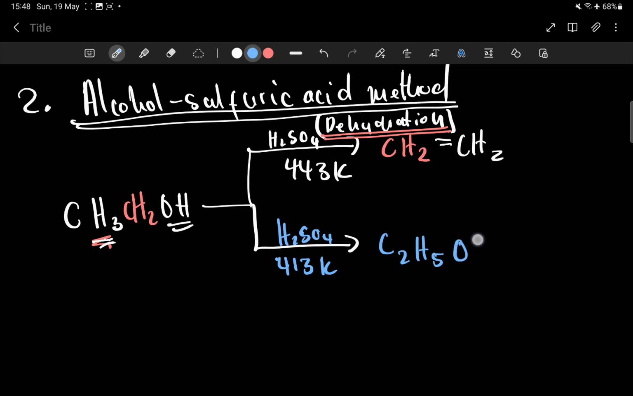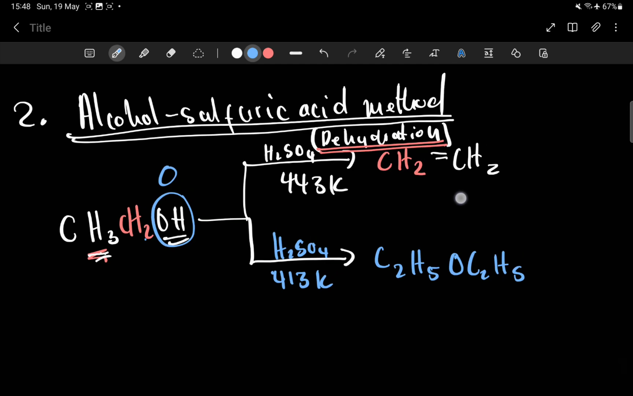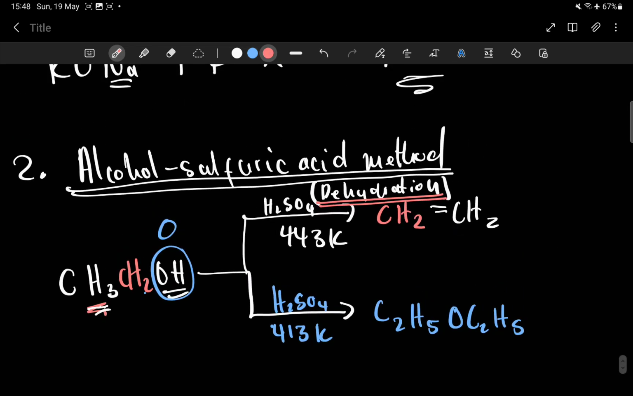C2H5, then O, then C2H5. So with this same thing that we had, the only difference now is, you see here, CH3CH2, we remove the OH only, and we have the O now, and we have another CH3CH2, okay? So that's what we do. We convert two CH3CH2 groups, which we call C2H5. Now, this makes what we call a symmetric ether.